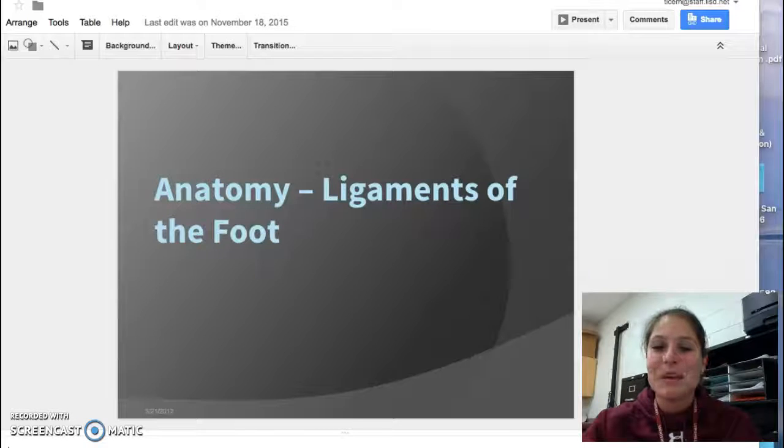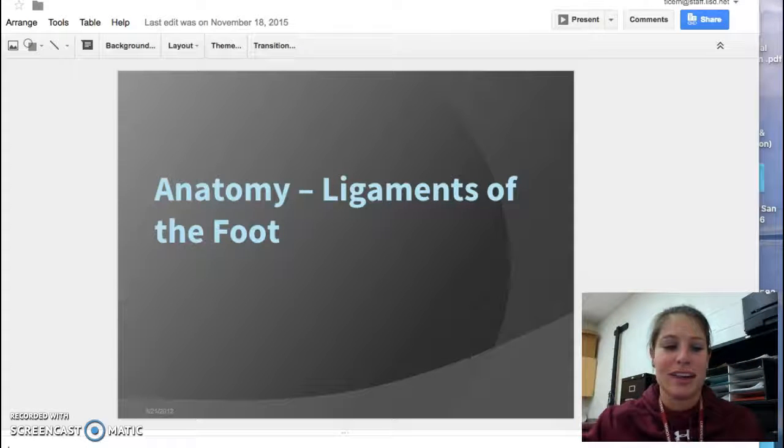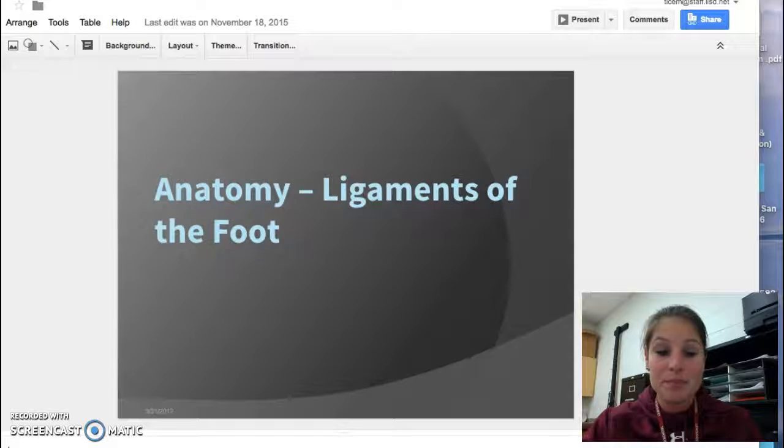We're going to talk about ligaments, okay? Quick reminder, ligaments connect two bones together, okay? They're kind of the glue that keeps them together instead of floating around, okay? So we're going to talk about the ligaments in our ankle.